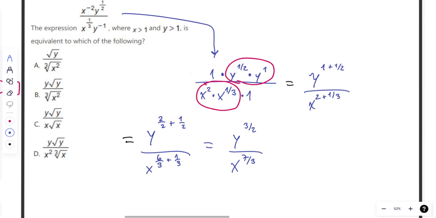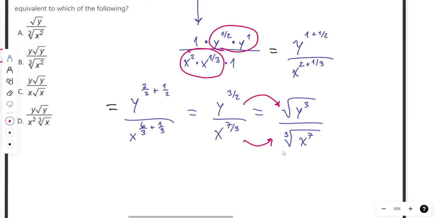We can convert this further into radical form like they want. For a fractional exponent, the denominator is always the root. So the denominator of 2 in the 3/2 means that this is a square root, and inside I'll leave the y cubed. Here it's a cube root of x to the 7th. So those are equivalent forms of writing those fractional exponents.